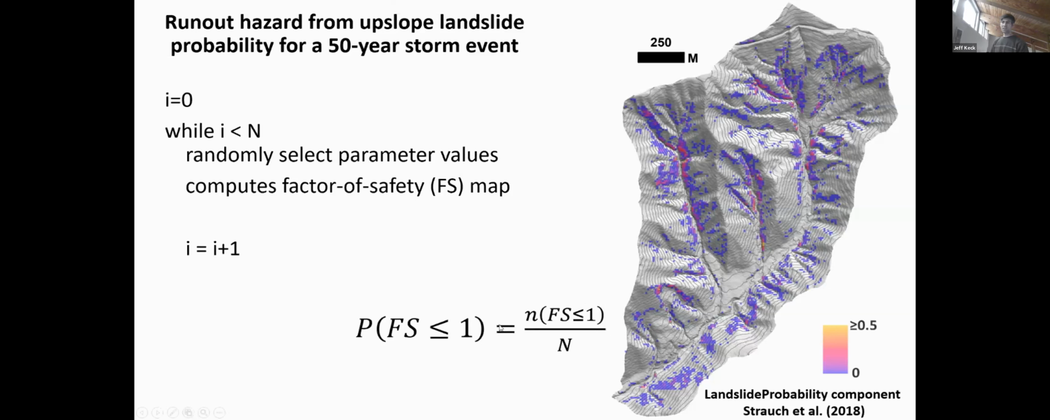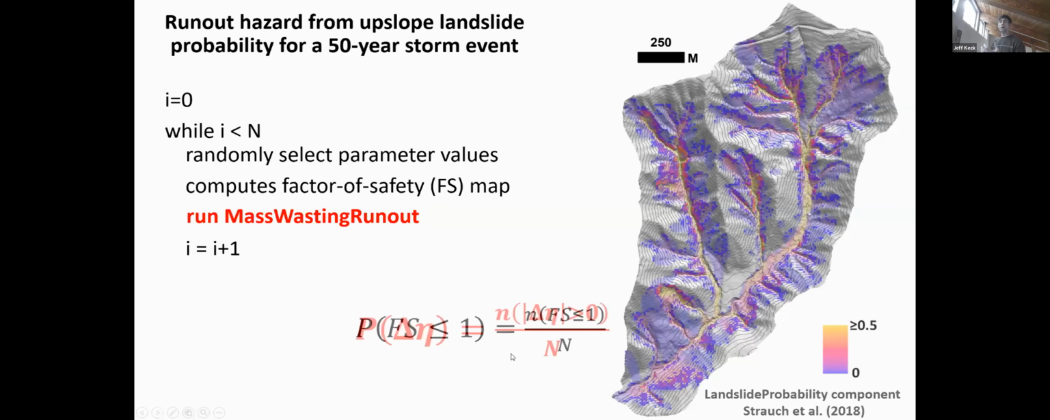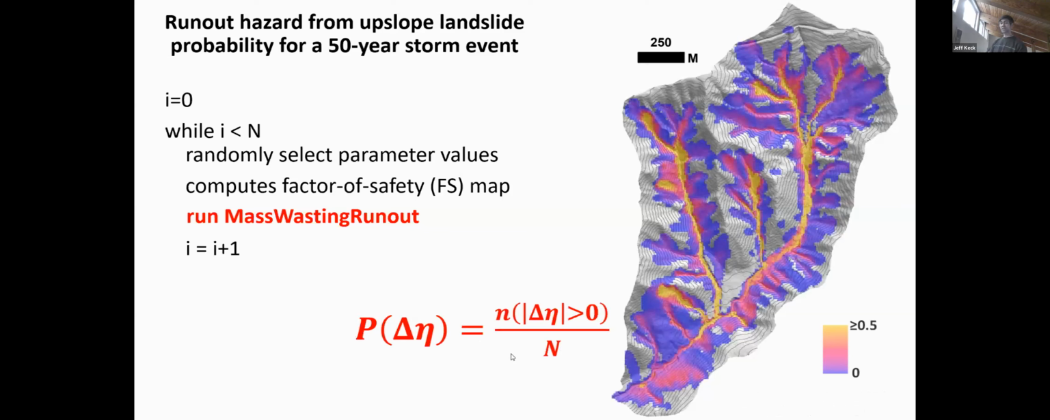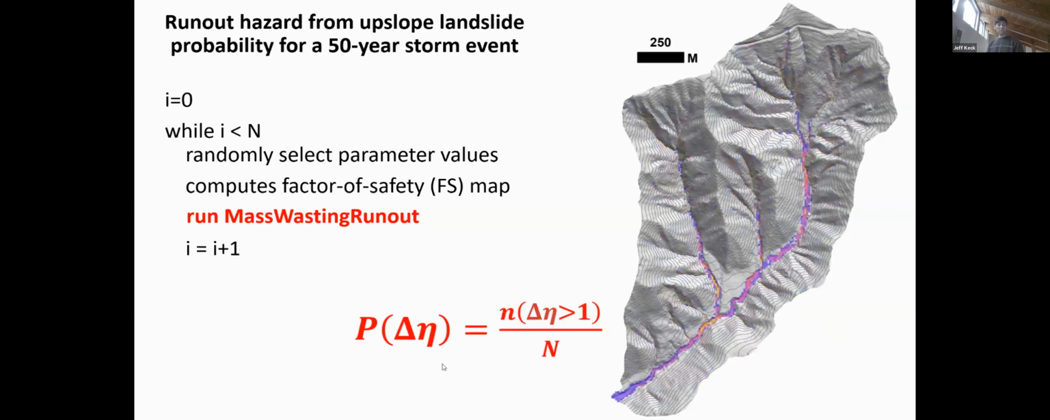We can get runout probability by simply inserting mass wasting runout into this while loop. So for each of the n iterations, it runs mass wasting runout. And where before landslide probability was the number of times the factor of safety was less than 1 divided by the number of iterations, now runout probability is simply the number of times your DEM changes divided by the number of iterations. And in the same way, we can also get the probability of deposition by changing this to the number of times that you get sediment accumulation greater than 1 meter.